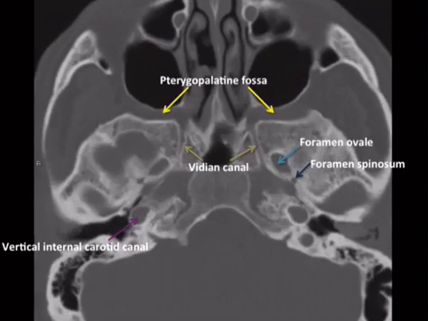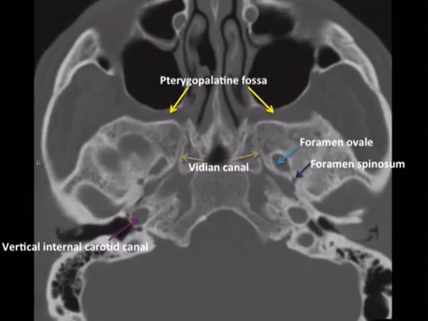Some relationships to point out here. Notice that Vidian's canal is medial to all this stuff. Notice that spinosum is lateral to ovale. I'll point this out later, but this sort of looks like the imprint of a woman's high-heeled shoe. She's got her feet turned in, like she's pointing her feet towards her nose. That's the way to think about it.